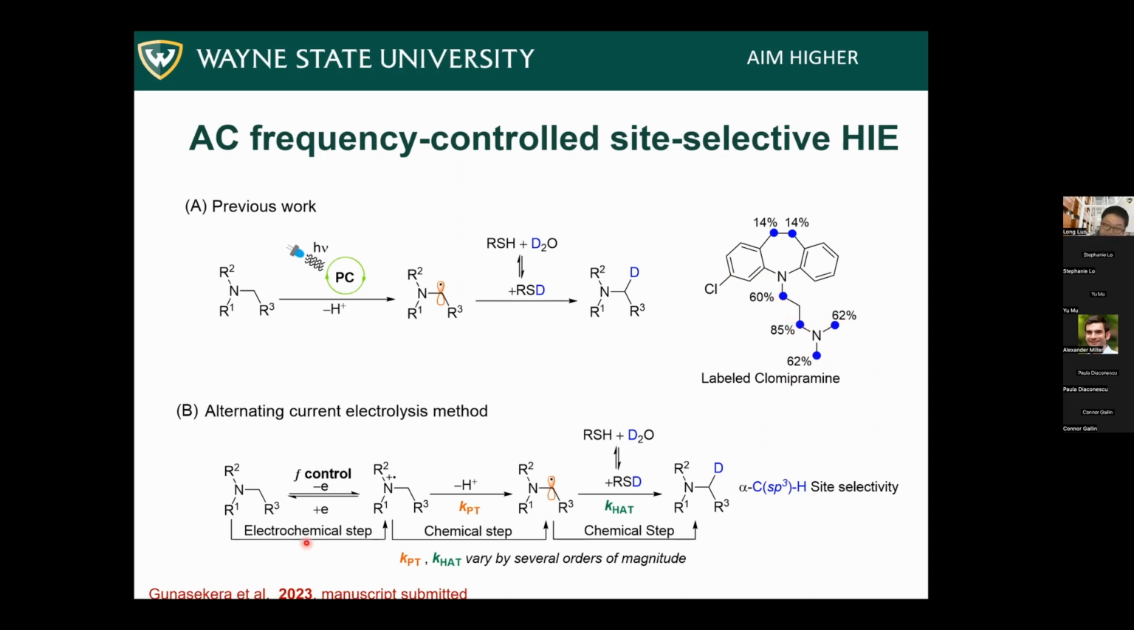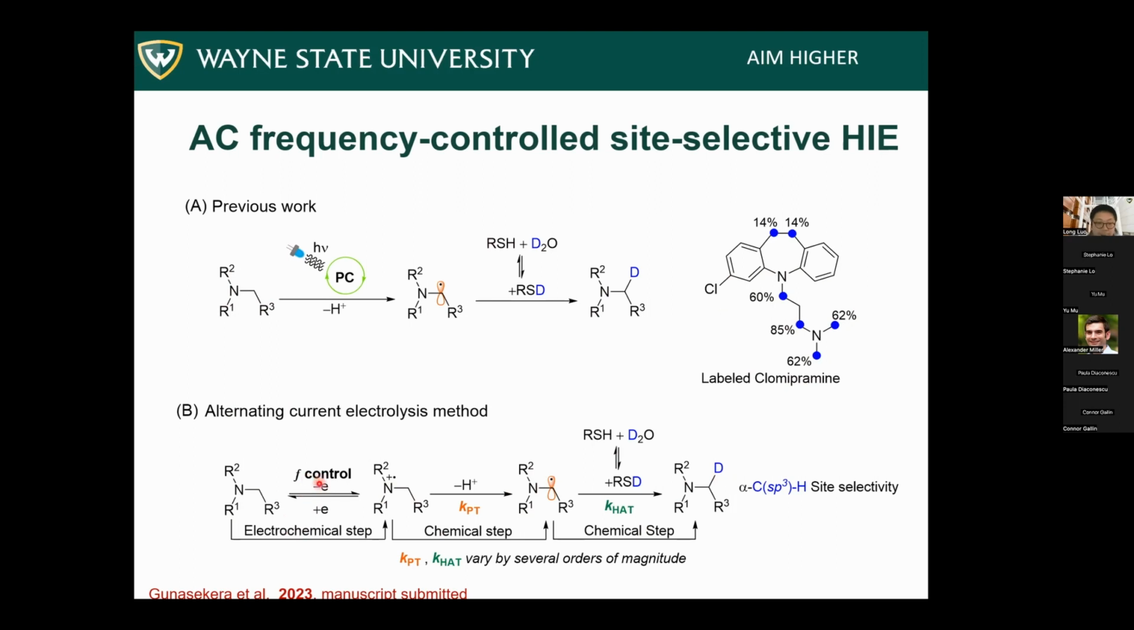Here's what we're thinking: the similar transformations in the full catalytic cycle can potentially be done using an electrochemical method. We can oxidize this amine to form the cation radical, then deprotonate it to form the alpha amino radical, and then do hydrogen atom transfer to form this deuterated drug.